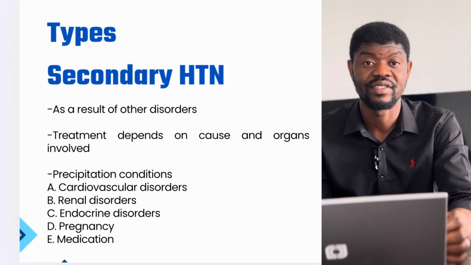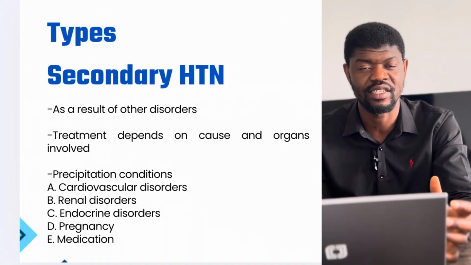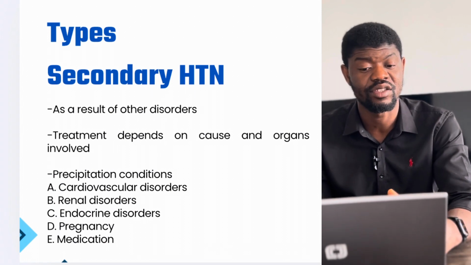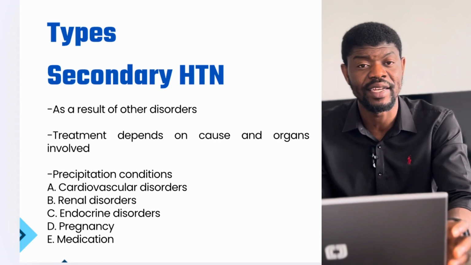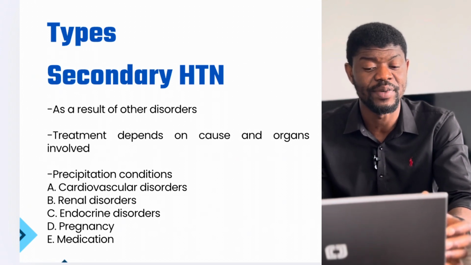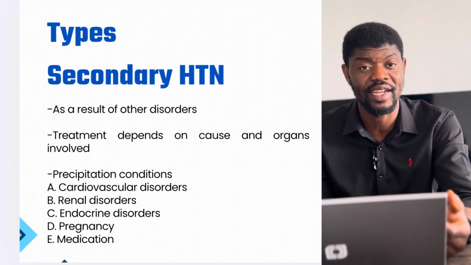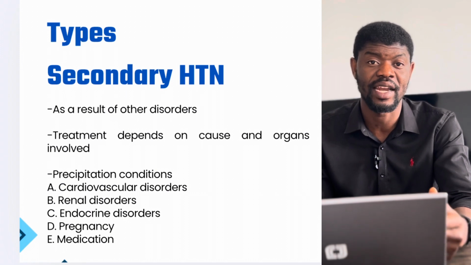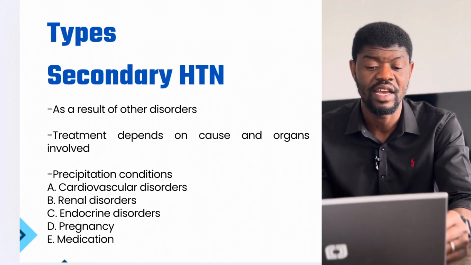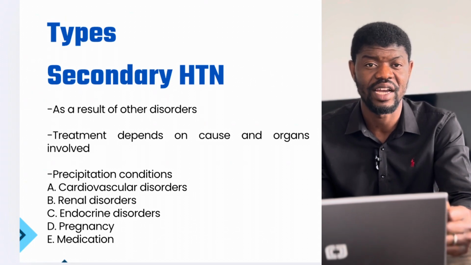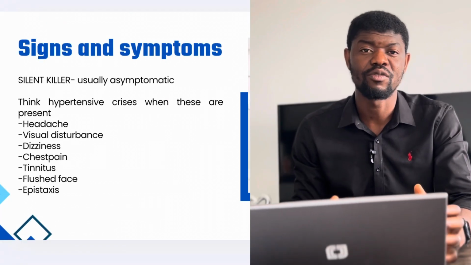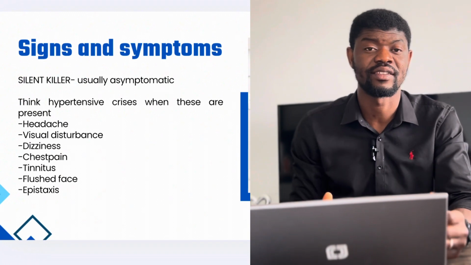Then we have secondary hypertension, which is usually as a result of another disease condition. And so treatment for this type of hypertension is usually dependent on what is causing the damage. So you can have cardiovascular disorders, renal disorders, endocrine disorders, pregnancy. So most women will develop eclampsia and preeclampsia in pregnancy, and you've got some medications that can also increase your risk of having hypertension.